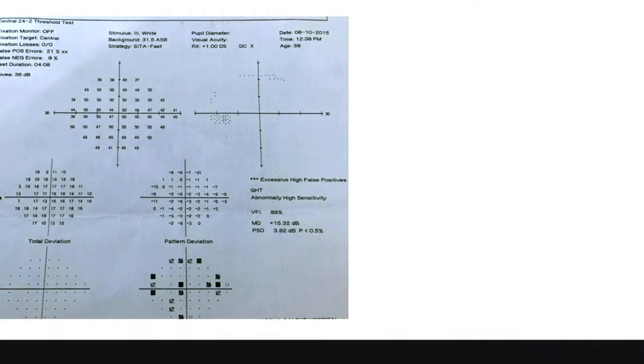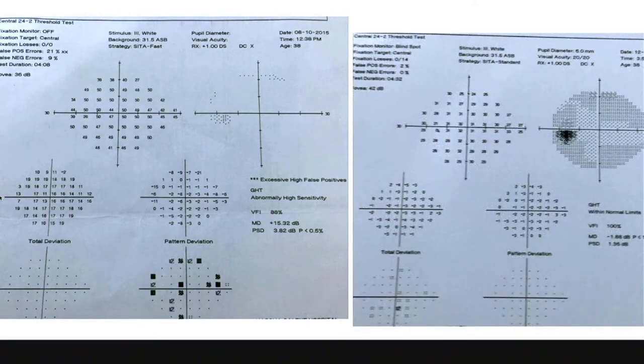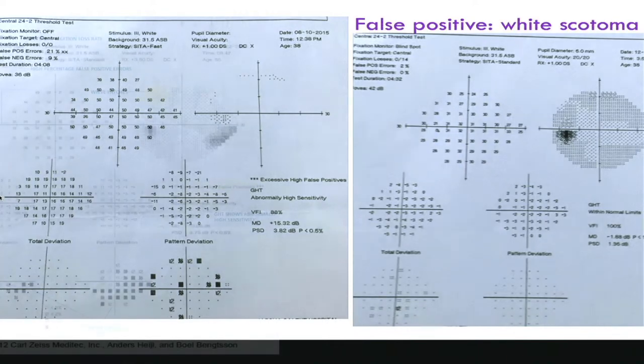Have a look at this printout here. Although we should not be looking at zone three to start with, you can see it's a white-out. There are no points there, no sensitivity there, because it is much higher than the foveal threshold. When you repeat it, you can see it seems to come back as normal. And this is related to high false positives. You get a white scotoma.